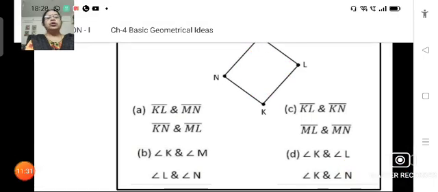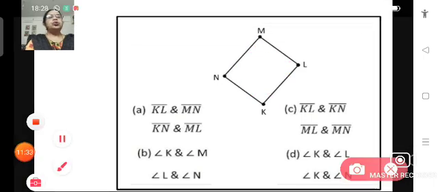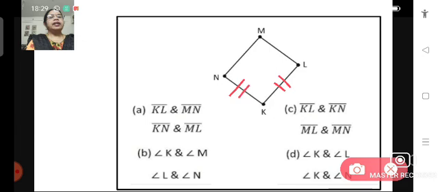Then we have to write two pairs of adjacent sides. So what are the adjacent sides? KL and KN are the adjacent sides, one pair of adjacent sides, and ML and MN are another pair of adjacent sides. KL and KN, and ML and MN.